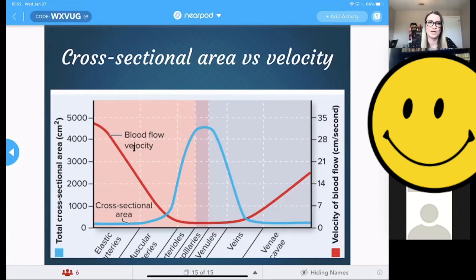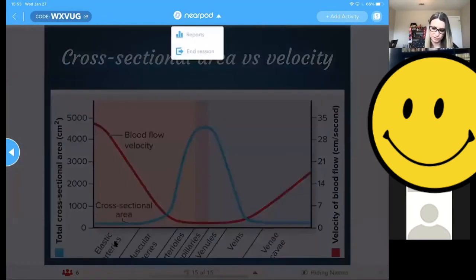So first I want you to think about the hydrostatic pressure. Hydrostatic pressure is the pressure of blood against the walls of the capillary. This is going to be our main drive that pushes the fluid out of the blood. Let me see how I can, don't think I can do it in Nearpod.